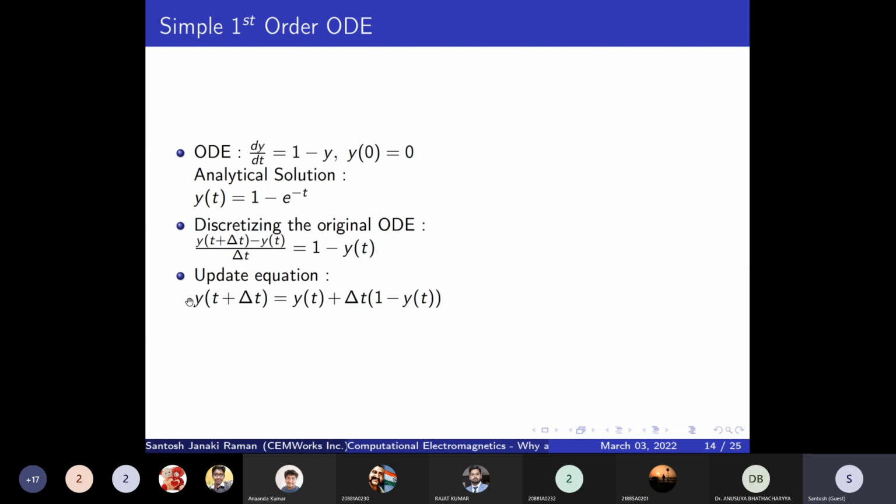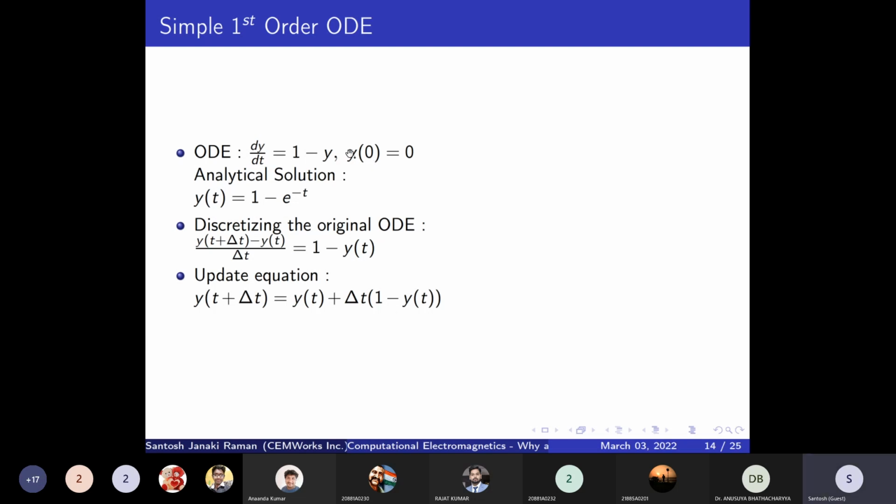And once you rearrange the terms, you get something like this: y of t plus delta t equals y of t plus delta t times 1 minus y of t. Now here what you have to see is this: the value of y at a future time depends on the value of y at a past time, right? One time step before, and so on.